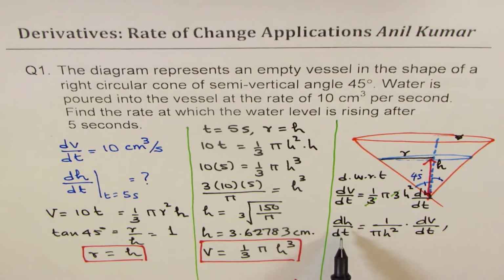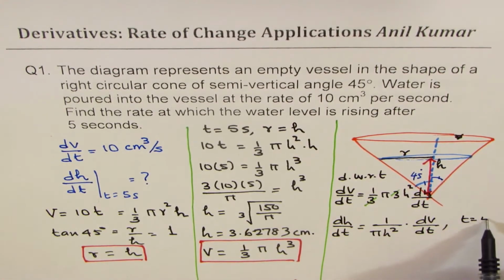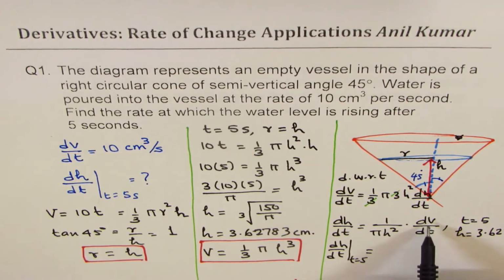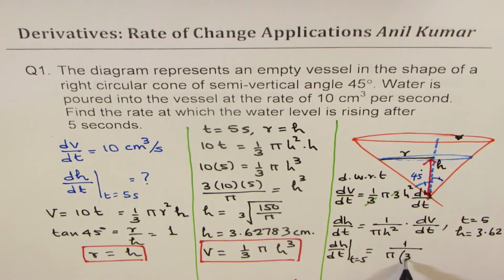Since we want to find the rate when t equals 5, we know that at that time the height is 3.6278. So dh/dt at t equals 5 is, let's substitute, dV/dt is 10. So we have 1 over pi times 3.6278 whole squared, times 10. That is the answer.